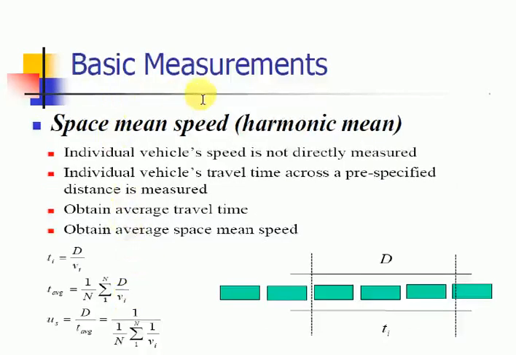And the space mean speed is obtained from the observed travel time of the vehicles over a stretch of road.